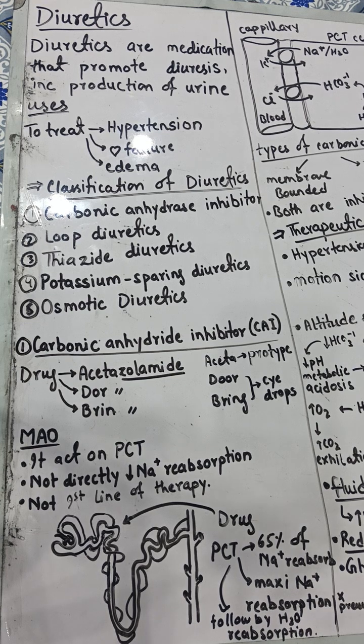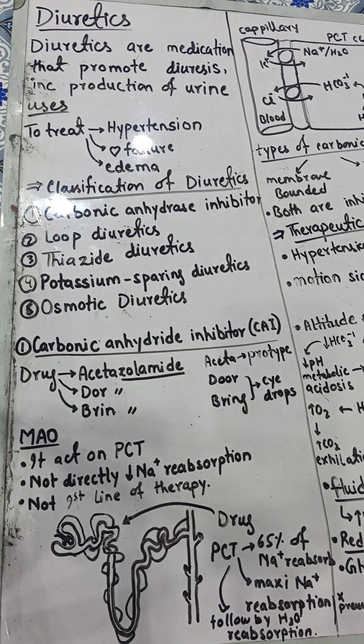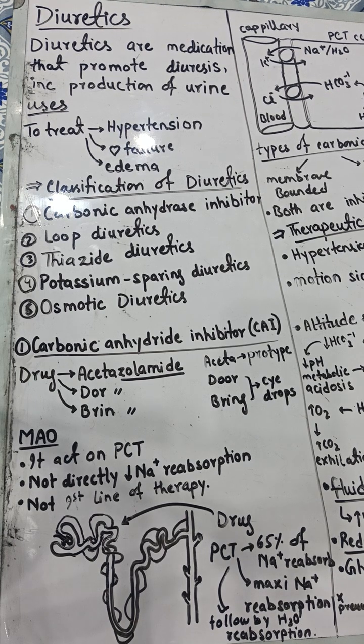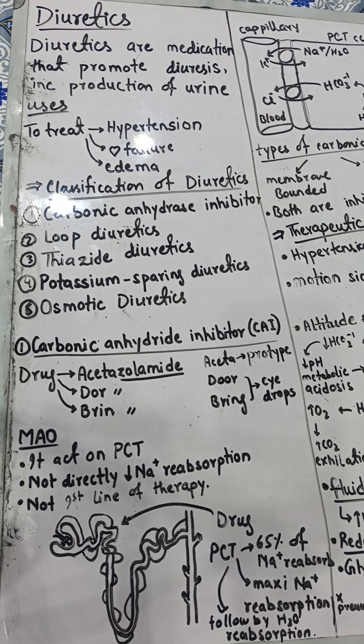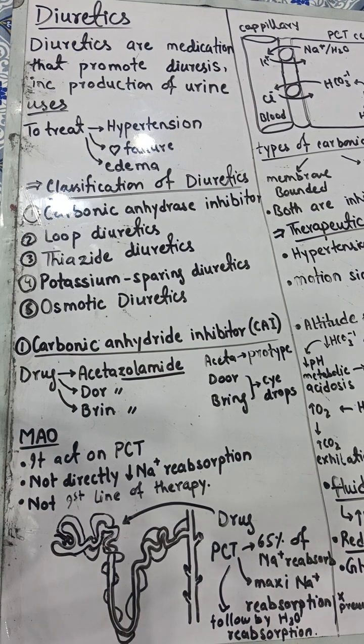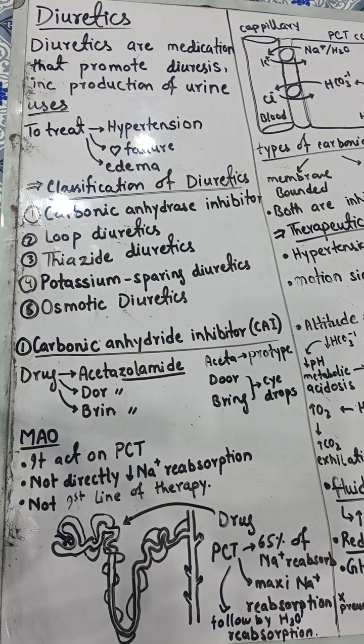As you know, whenever there is reabsorption of sodium, the water moves because of the osmosis process. Whenever there is an increase in the solute concentration in a particular area, the water moves toward it to compensate for that concentration. So let's discuss the whole mechanism, how it is acting on the PCT and how it is controlling sodium reabsorption and water reabsorption. Let's discuss it with the diagram.